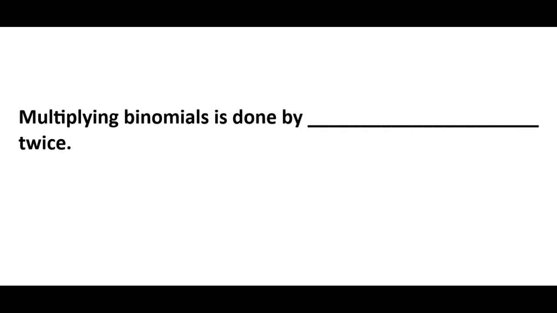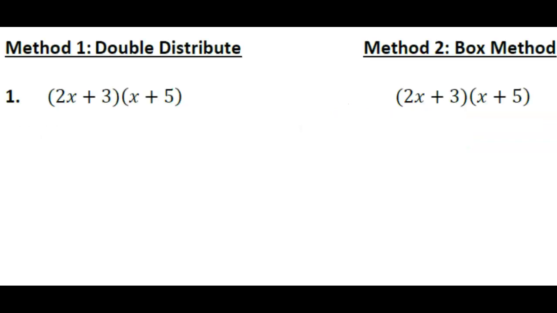So when we multiply binomials, this is done by distributing. It's done by distributing twice, though. And what do I mean by that? Well, you'll see. Twice means 2 times, right? If I were going to cover up this 3, or let's say the 2x wasn't here, and it just said 3 times x plus 5, we would know what to do with that to get rid of our parentheses, right? We would just distribute. But there's 2 things in front of that x plus 5. So we just have to do it twice.